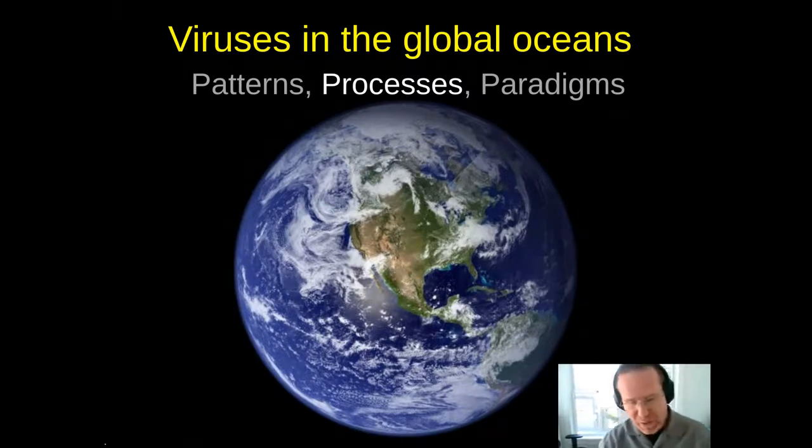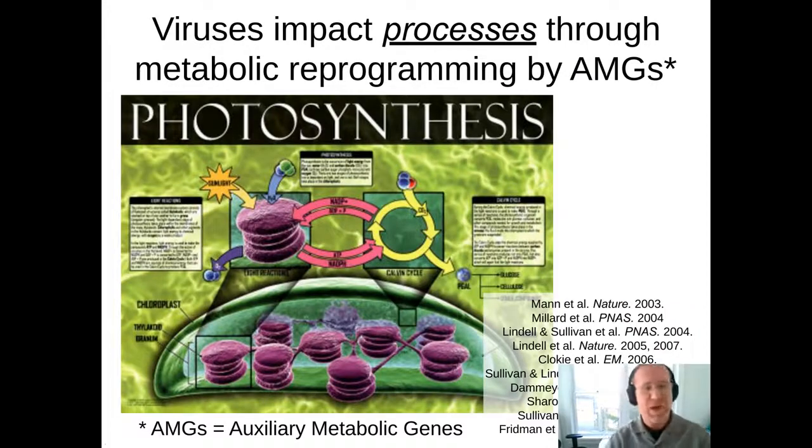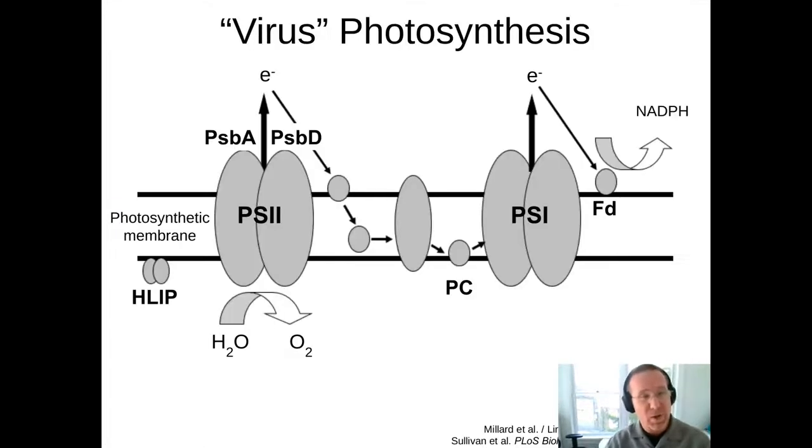The next vignette within oceans I want to focus on is processes. How are viruses impacting processes? Before Tara Oceans, from cyanobacterial viruses in culture, we had learned that viruses impact processes in the cyanobacterial system through metabolic reprogramming using auxiliary metabolic genes, or AMGs. In particular, they stole the core photosystem reaction center genes. So this is what we think is happening.